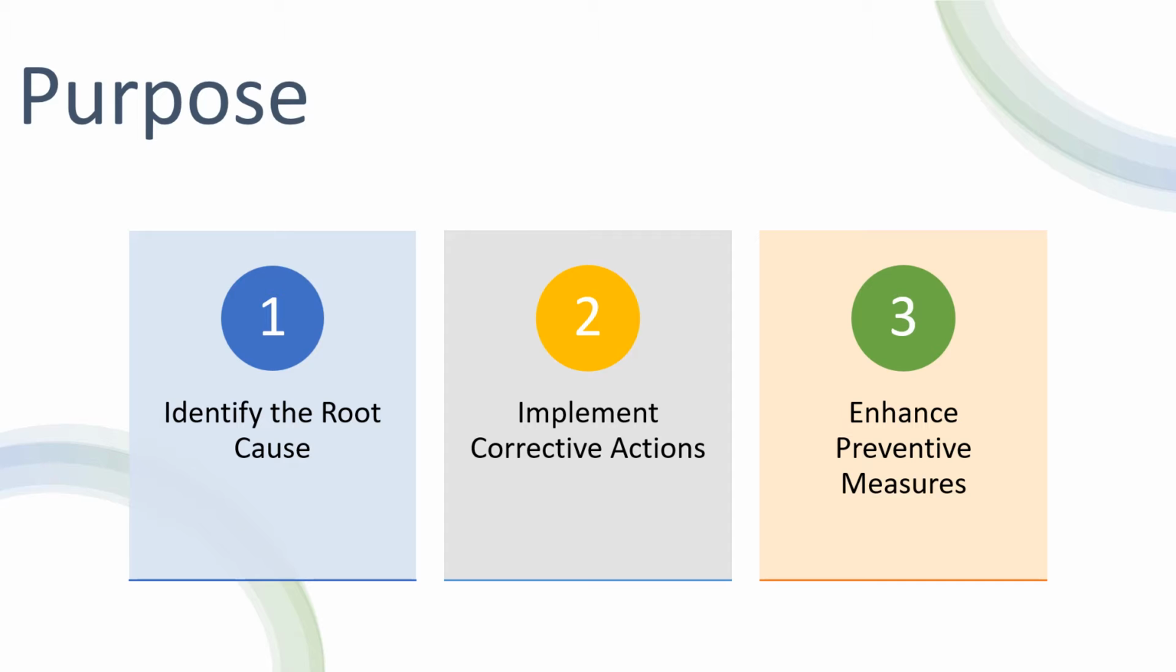The primary purpose of an RCCA report is to: 1. Identify the root cause, discover the underlying reasons behind incidents or nonconformities. 2. Implement corrective actions, develop and implement solutions to prevent the issue from recurring. 3. Enhance preventive measures, improve your food safety management system by learning from past mistakes.